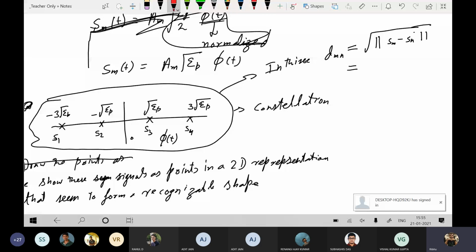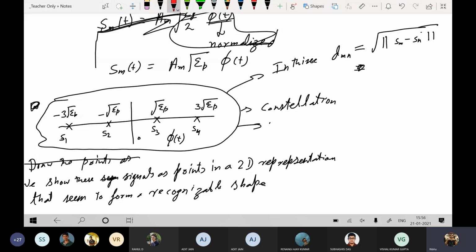Since the basis is only one phi(t), it will be a one dimensional basis. As I said earlier, you can represent all the signals as multiples of a single line. That's why this is a one dimensional basis. But we represent it on paper, so we are calling it a 2D representation, because next lecture we'll be dealing with 2D cases. And the minimum distance between 2 points is important.